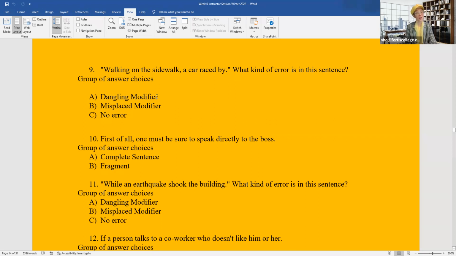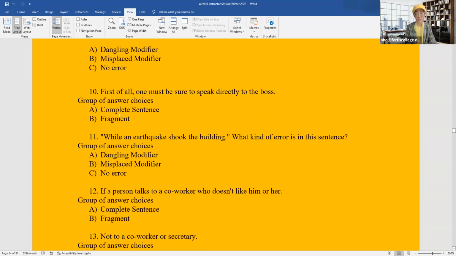And what are you modifying? Who's walking on the sidewalk? So it just dangles. That's one way to remember it. First of all, one must be sure to speak directly to the boss. Is this a complete sentence or a fragment? So you got to take a look.